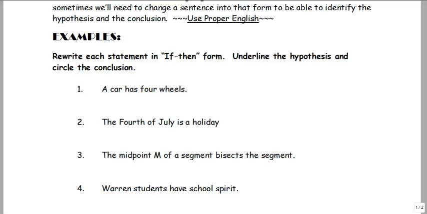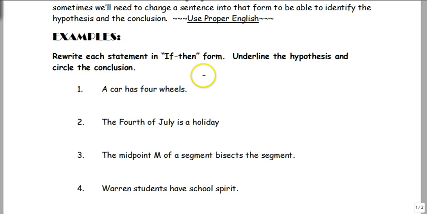Alright, so rewrite each statement in if-then form. Underline the hypothesis and circle the conclusion. Now, a car has 4 wheels. A lot of people like to say if a car has 4 wheels, and then they don't know what to write afterwards because they've used all the information. You have to break it down even more basic than that.